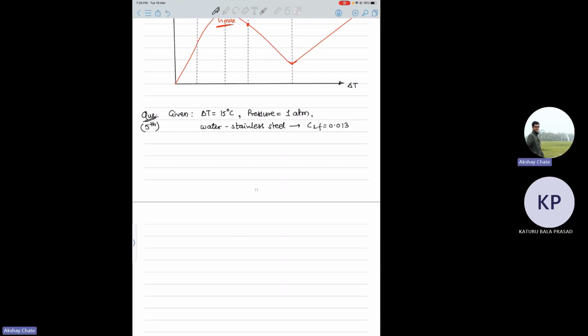And now other properties such as saturation temperature are given as 100 degrees Celsius. Density of liquid is given as 957.9 kg per meter cube. Density of vapor is 0.596 kg per meter cube. Cp of liquid, it's water, so it will be 4.2 kJ per kg Kelvin.